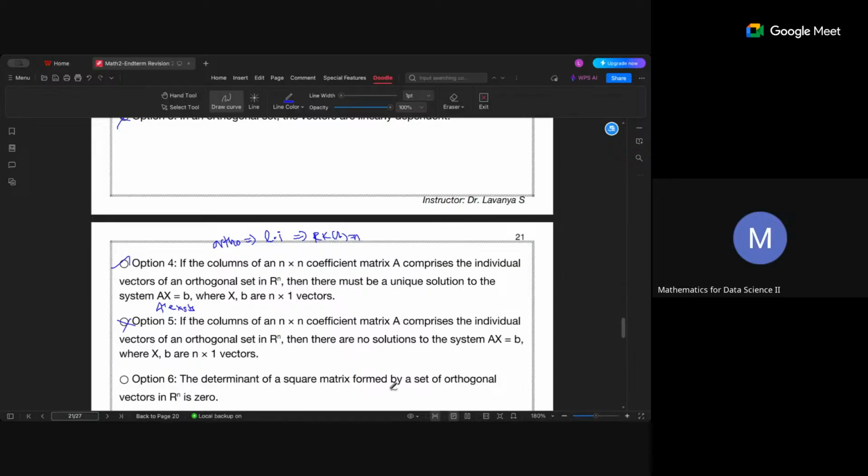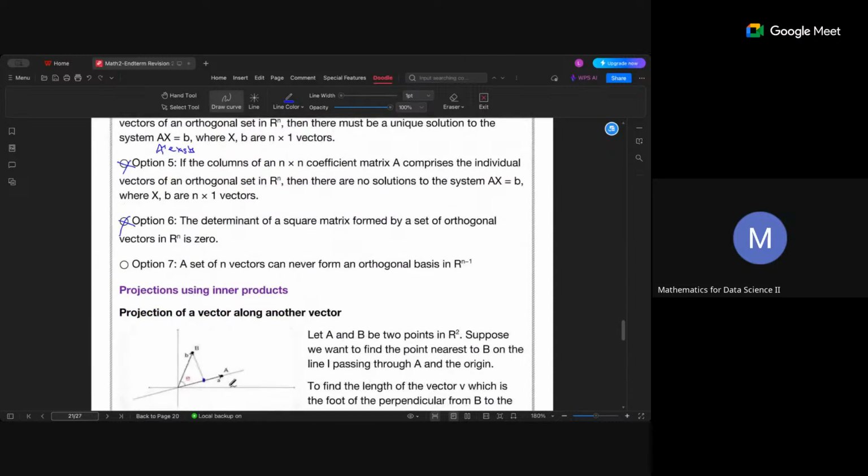The determinant of a square matrix formed by a set of orthogonal vectors in Rn is non-zero. It cannot be 0. So this is incorrect because of what we just saw. Orthogonality implies linear independence. So you have a full rank matrix. So the determinant is non-zero. Okay. So a set of n vectors can never form an orthogonal basis in Rn minus 1. Yes, because for Rn minus 1, any basis should contain exactly n minus 1 vectors. Right. So this is incorrect.